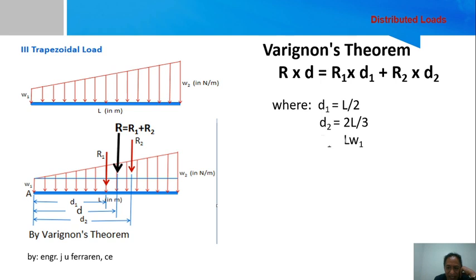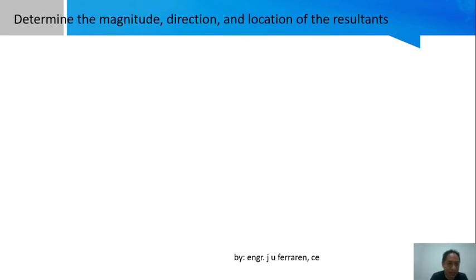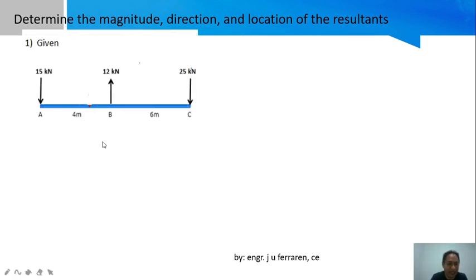Okay. Then R1 is L times W1. R2 is a triangle, 1/2 base. What's your base? L. Then the height is the difference, W2 minus W1. Okay? So we will be working on a specific situation. Determine the magnitude, direction, and location of the resultant. Given. Okay, here is the problem. Body is acted on by 3 forces.